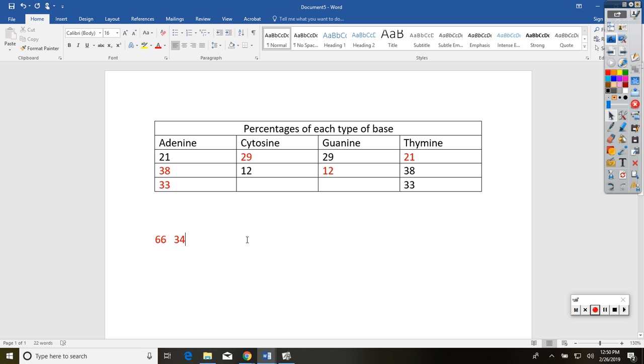And that 34% has to be split equally between the cytosine and the guanine because I have equal amounts of cytosine and guanine. So dividing the 34 by 2 tells me the amounts of both cytosine and guanine that I will have, and that means I will have 17% that is cytosine and 17% that is guanine. Again, a quick check of your math to make sure that you did it correctly would be to add all the numbers together and see if they add up to 100%, and they do in this case.